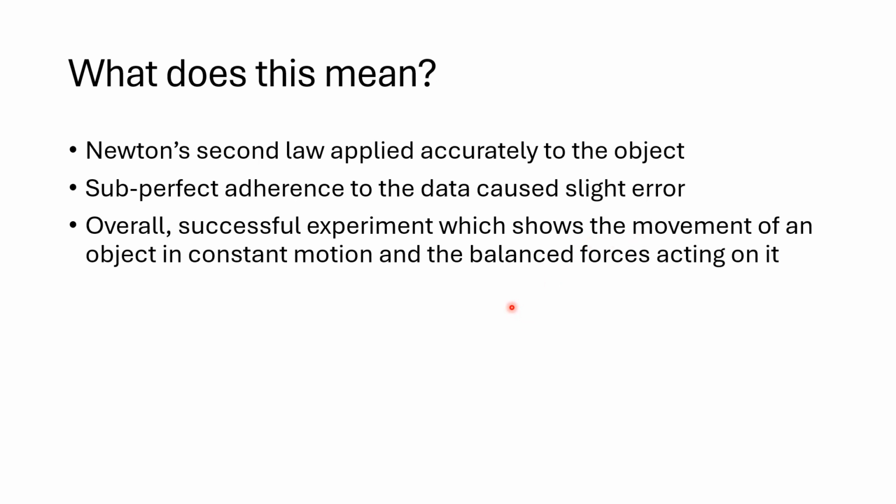Newton's second law applied very accurately to the object as it remained in constant motion since there was no net force acting on it. However, there was some sub-perfect adherence to the data due to what was mentioned earlier, such as weirdness in the marker's shape and all of those things. But overall, the experiment was very successful in showing the movement of the object in constant motion and the balanced forces acting on it in order to yield a net zero force.